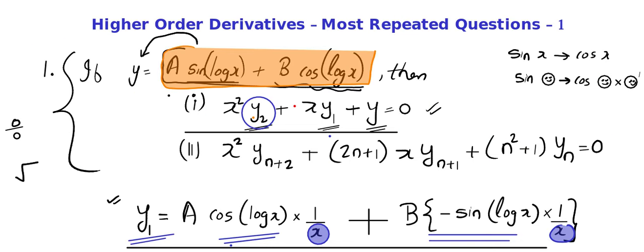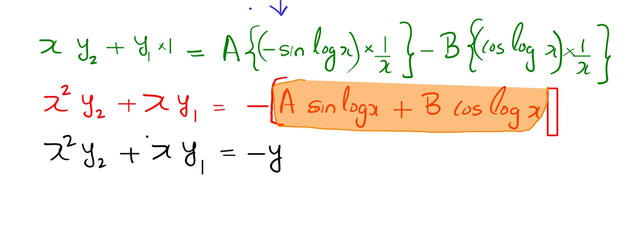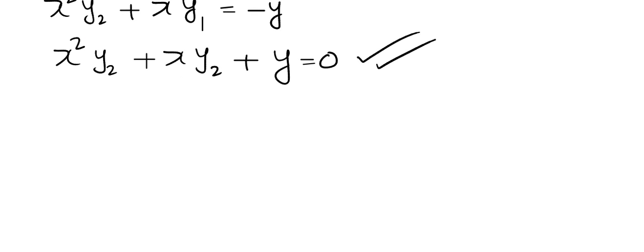Now, if the question returns, all you have to do is replace it with y. That's it. So we get x square into y2 plus x into y1 equal to minus y. Or in other words, we proved the first part. Now we are going to apply Leibniz rule. But remember, before applying Leibniz rule, it is compulsory that in a product of 2 functions, the function which will disappear after a few derivatives should be taken as the second function.